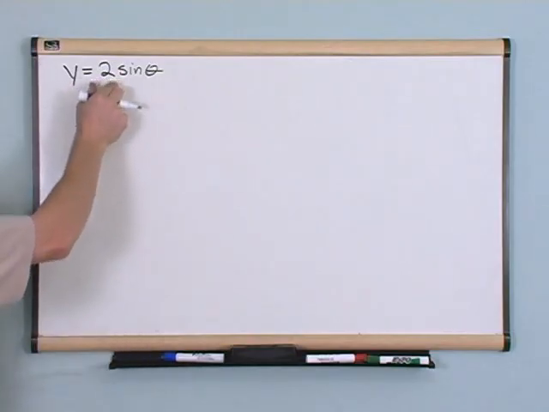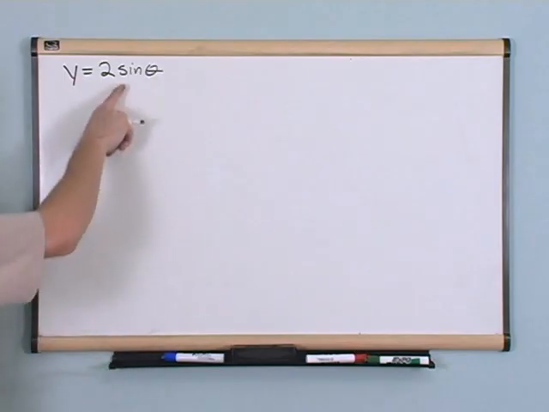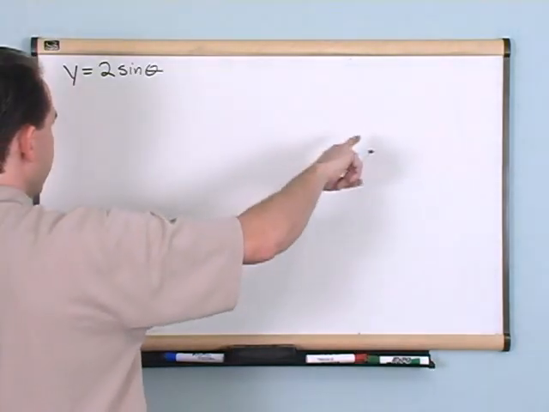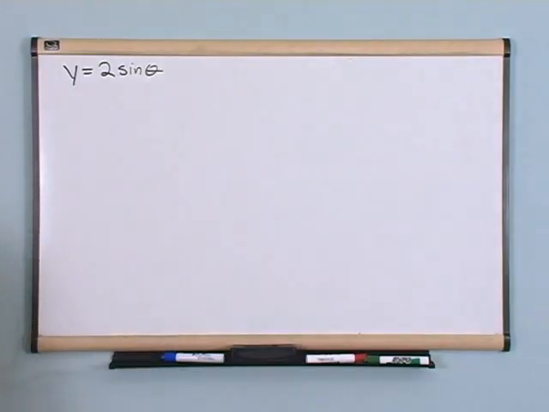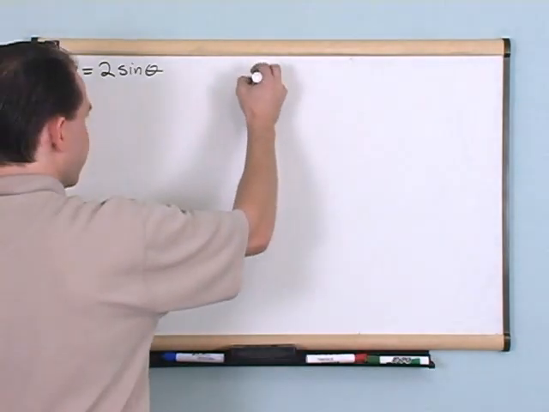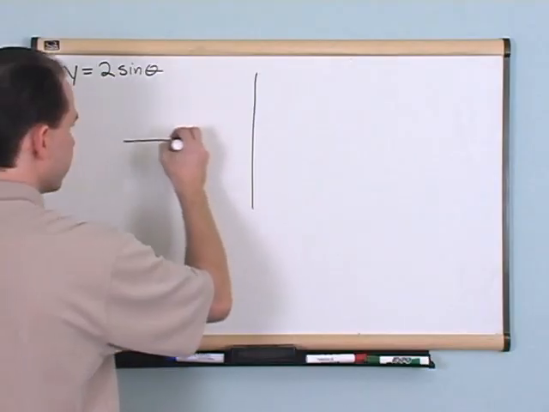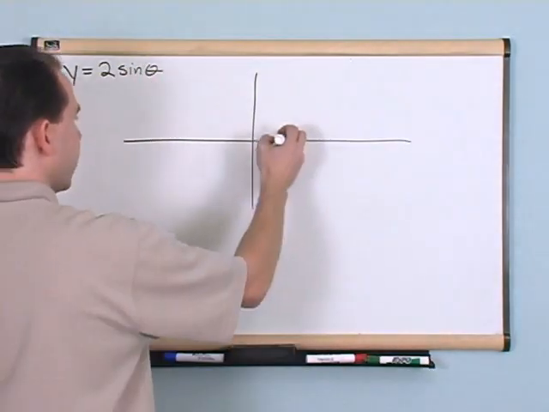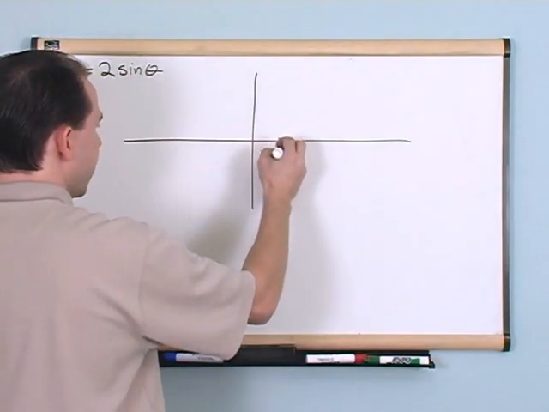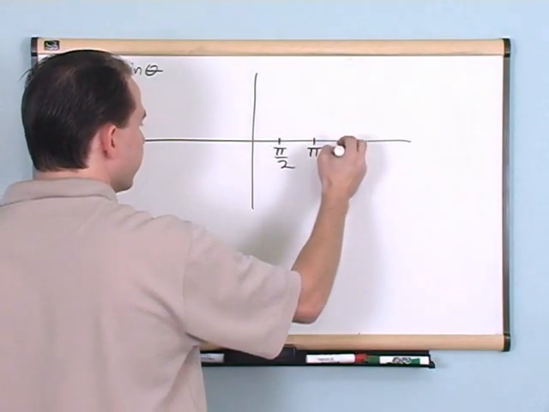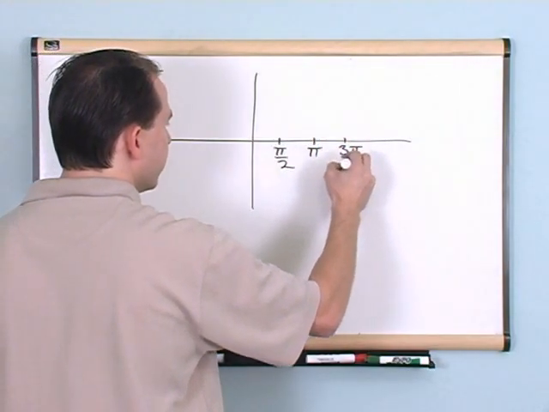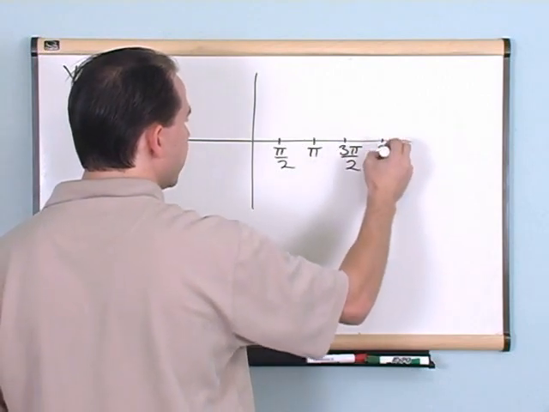The only difference is there's a 2 out here. So every place on that graph that we had a minute ago, every little point, is going to be multiplied by 2. Okay? So first thing you should do is draw this, just kind of like how we had. You'll have pi over 2, you'll have pi, you'll have 3 pi over 2, and you'll have 2 pi.